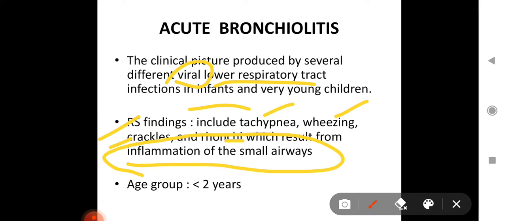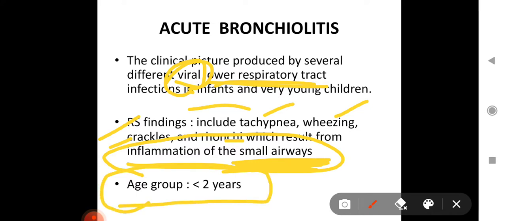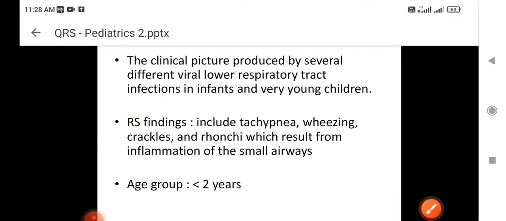So the point to remember is that it is commonly viral infections of the lower respiratory tract and small airways, not the larger airways. Small airways are involved, and the common age group involved in bronchiolitis is less than 2 years. Some books say it's less than 1 year, some say it's less than 2 years. So commonly a child of 6 months to 2 years usually presents with bronchiolitis.